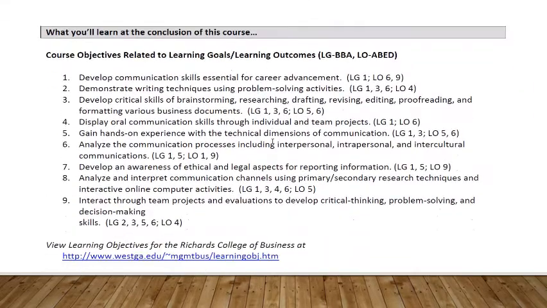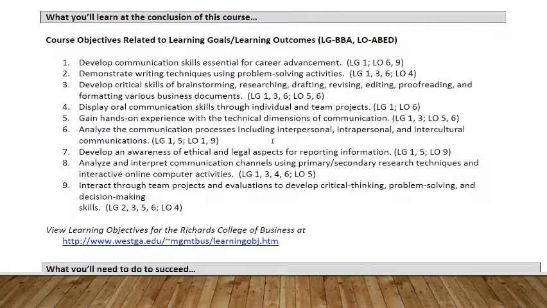Here in the course syllabus are a bunch of objectives that tie into the Richards College of Business learning objectives, so you can look at that at your leisure.